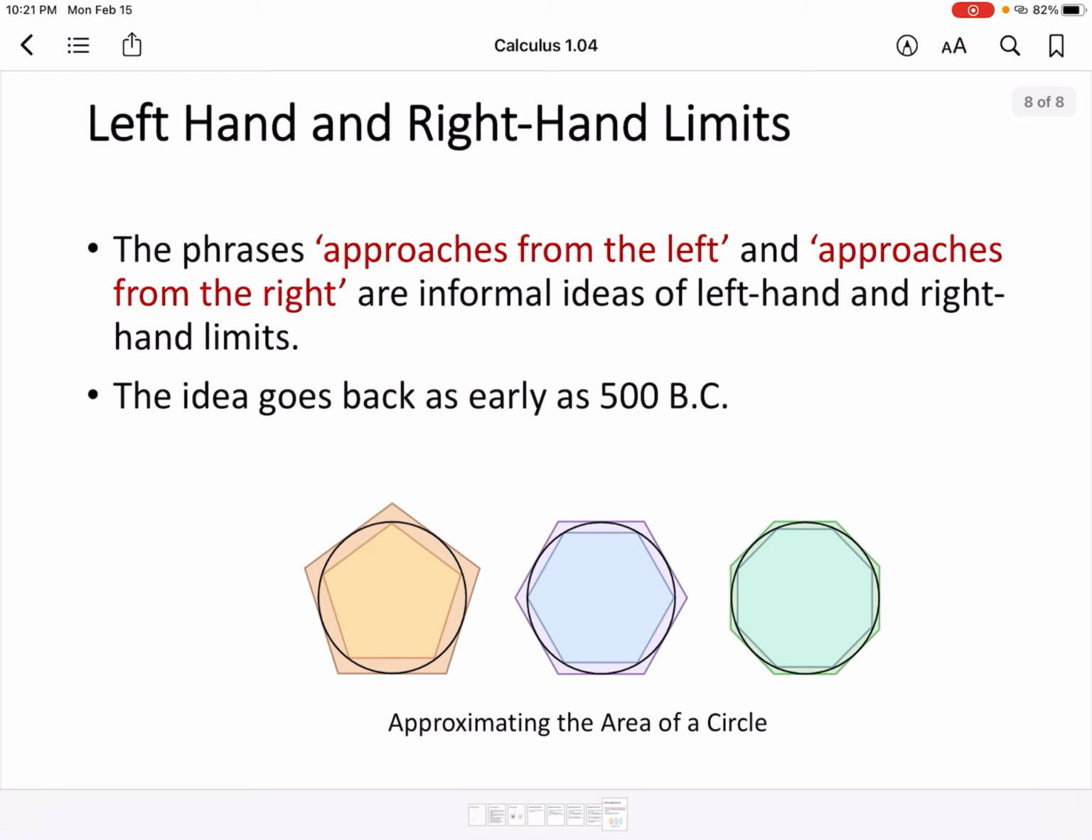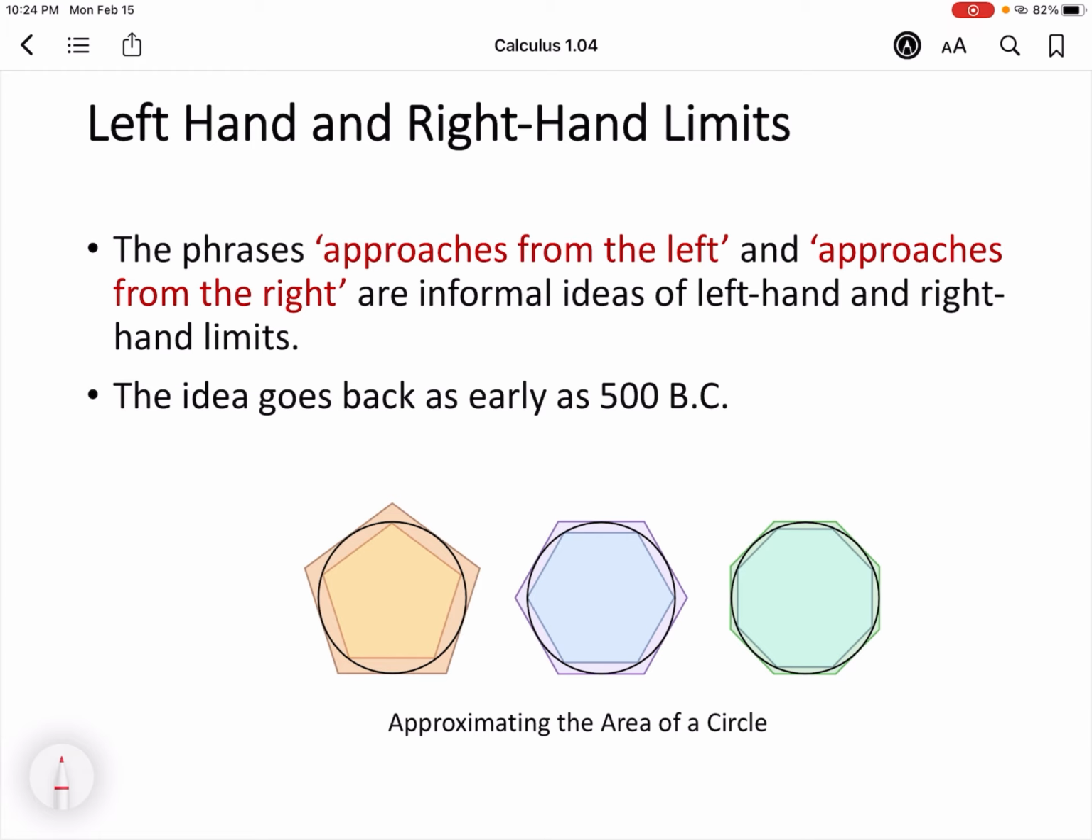Now, the limit of the approximate areas as n increases is equal to the actual area. Now, the phrases approaches from the left and approaches from the right are informal ideas of left hand and right hand limits. Pag-aaralan natin yan later, no? And yung left hand and right hand limits are very important ideas in understanding limits and continuity. Now, the idea of left hand and right hand limits goes back as early as Euclid, no?